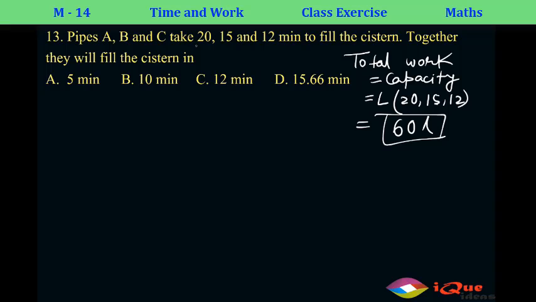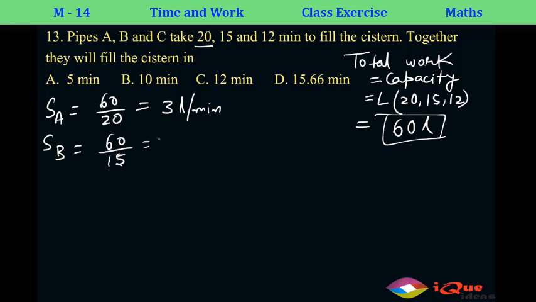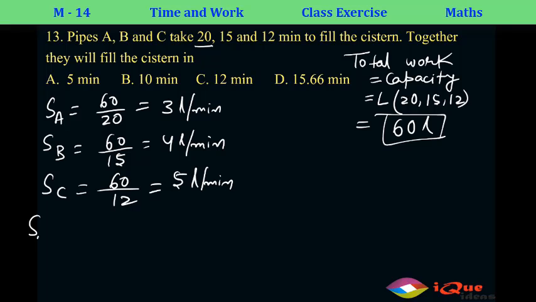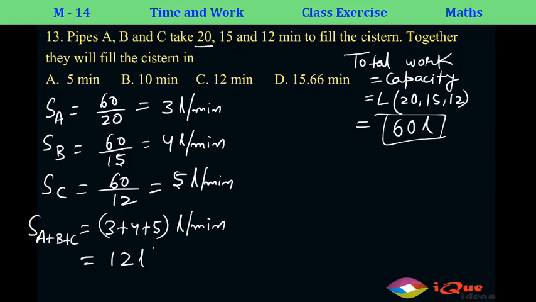That means A takes 20 minutes to fill 60 liters. So the speed of A will be 60 divided by 20, that is 3 liters per minute. Speed of B will be 60 divided by 15, that is 4 liters per minute. And the speed of C will be 60 divided by 12, which is 5 liters per minute. That means the combined speed of ABC altogether will be simply equal to 3 plus 4 plus 5 liters per minute, which is 3 plus 4, 7 plus 5, 12 liters per minute. So this is the combined speed of ABC.